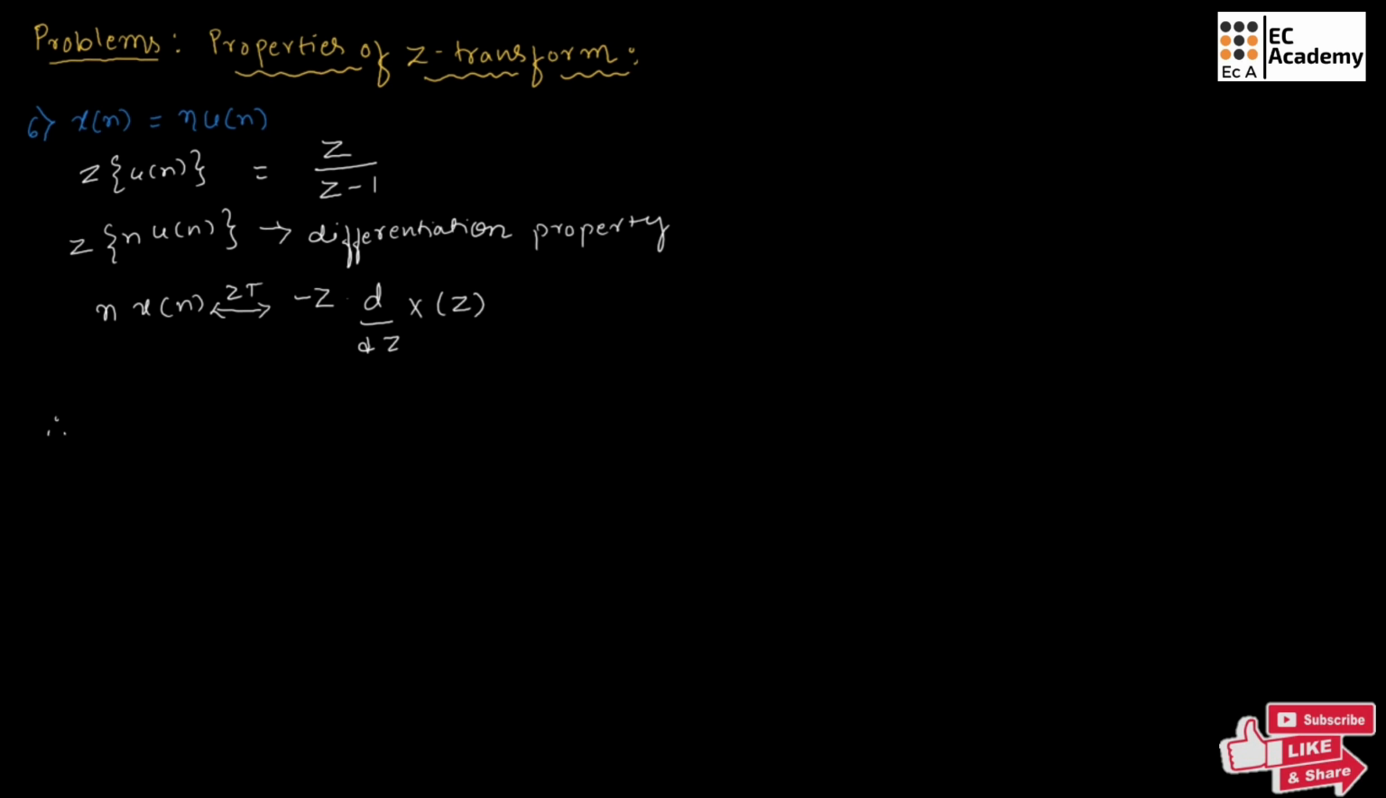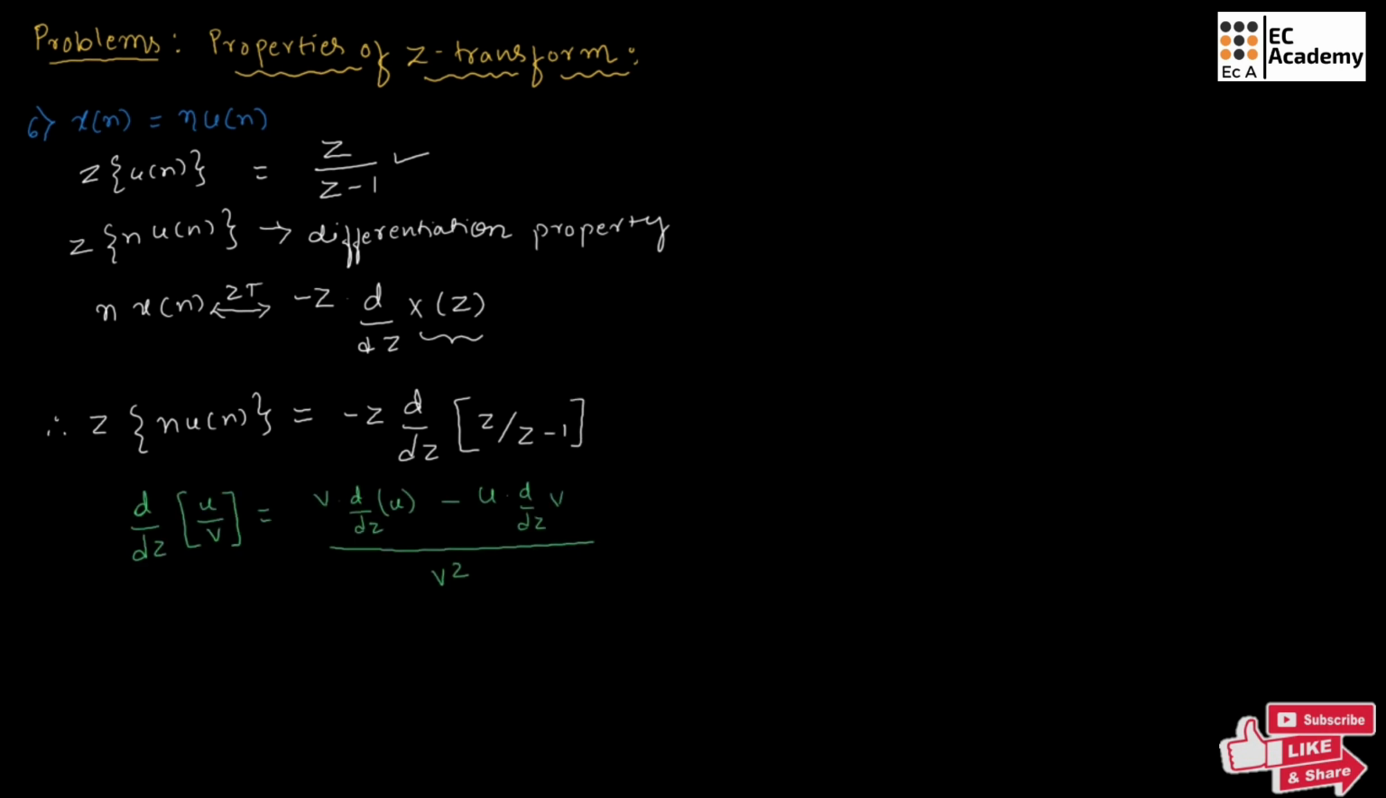Therefore, Z transform of n into u of n, we can write it as minus z d by dz. In place of x of z, we need to write z divided by z minus 1. To differentiate the above equation, we can use the formula d by dz of u by v.